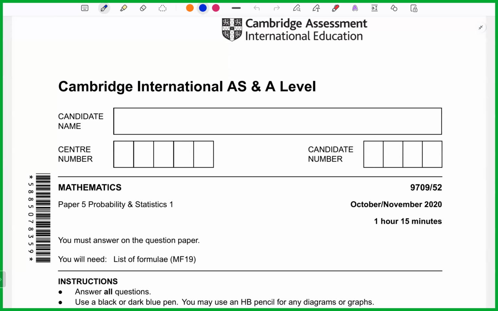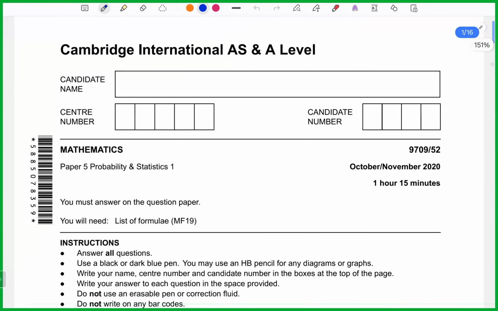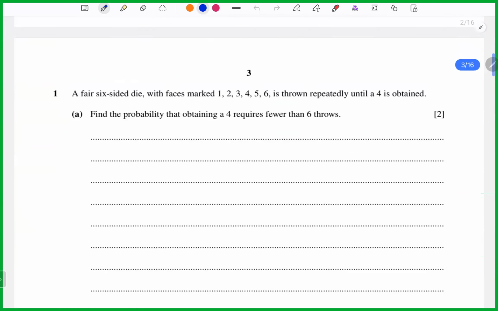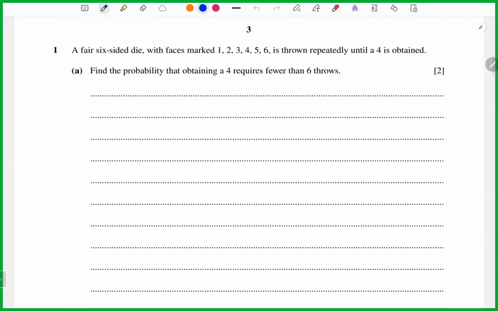So today I want to discuss the Cambridge International AS and A Level Mathematics 9709/52 Paper 5 Probability and Statistics 1, October/November 2020. Okay, so now we'll try looking at the question first. Let's see question 1.